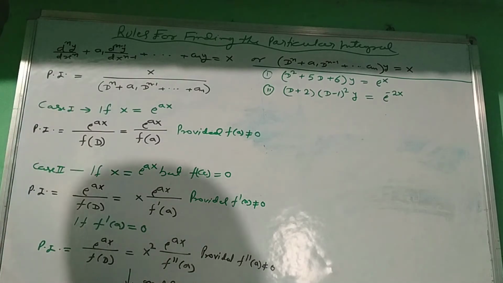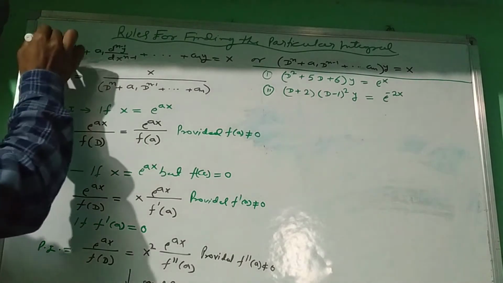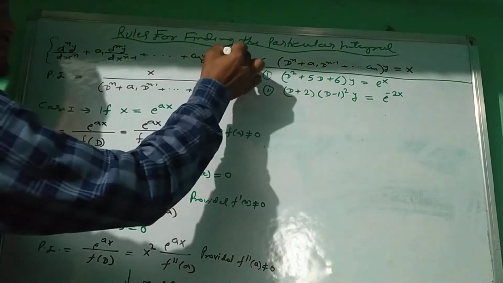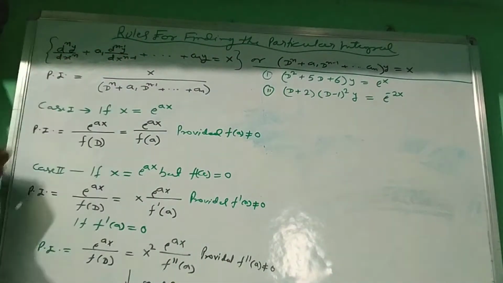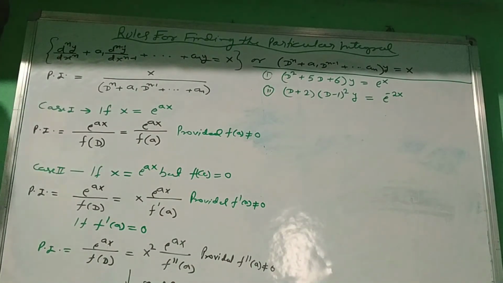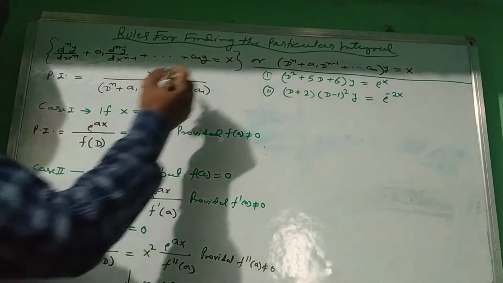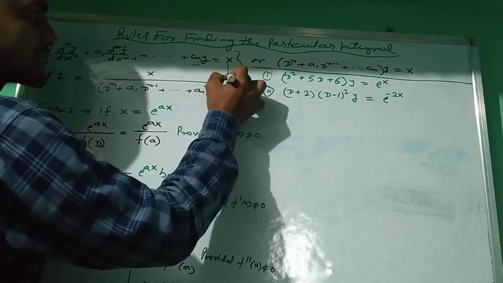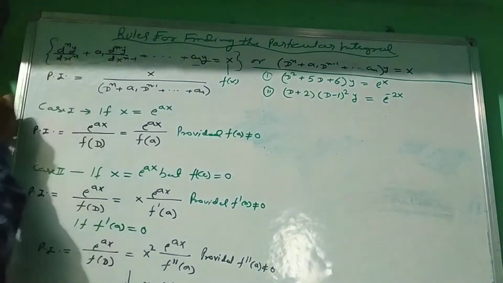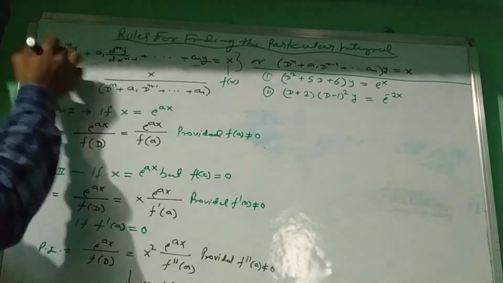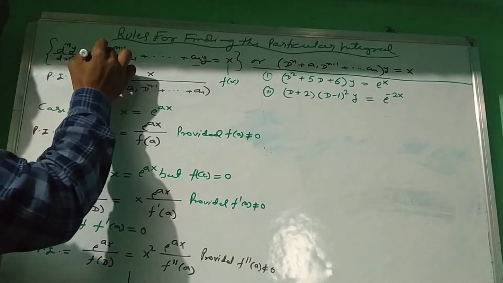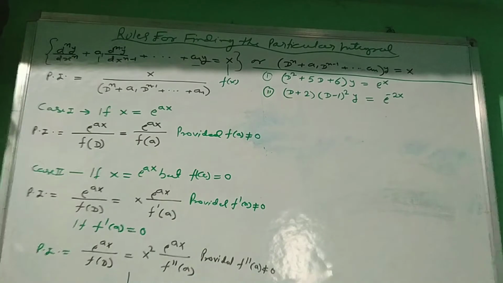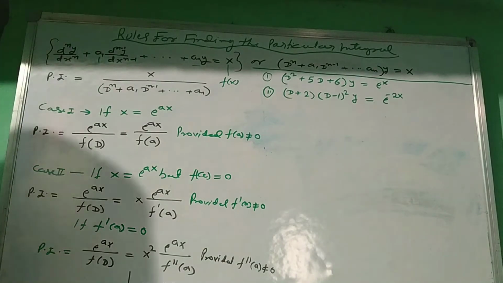the process for finding the particular integral is, if we have a differential equation, this is the differential equation, d to the power n y upon dx to the power n, plus a1 d to the power n minus 1 y upon dx to the power n minus 1, and so on, plus an y equal to X, where X is a function of x, and this is the linear differential equation, and all the a1, a2 and an are constants. So this is the linear differential equation with constant coefficient.